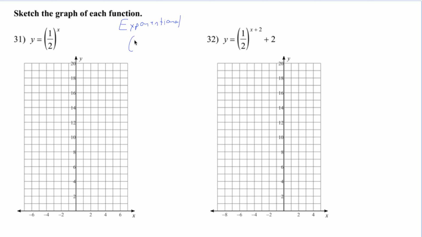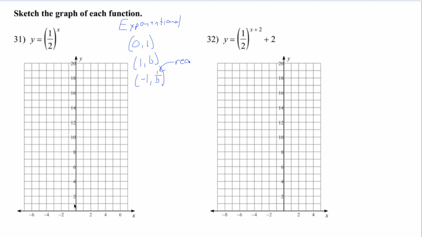It goes through the point (0, 1), (1, b), and (-1, 1/b), the reciprocal of b. Remember, 1 over b is the reciprocal. Parent function means there's nothing added or subtracted up here or outside, or nothing multiplied here. So this is a parent function.